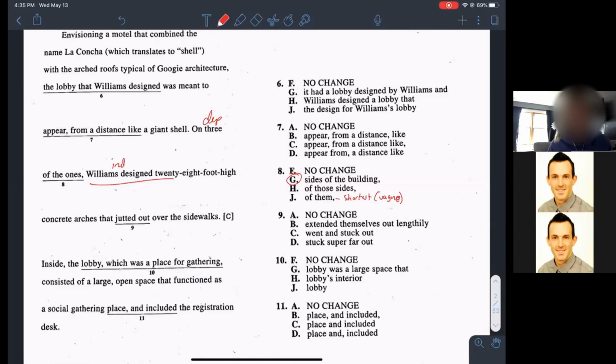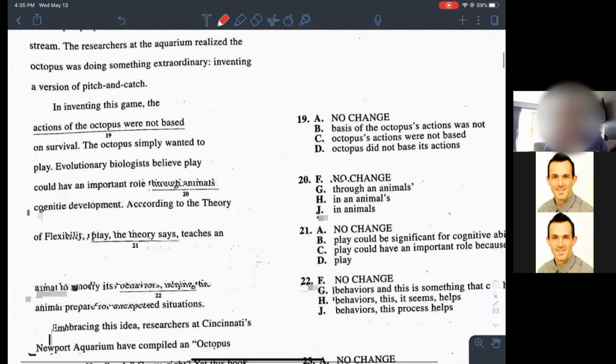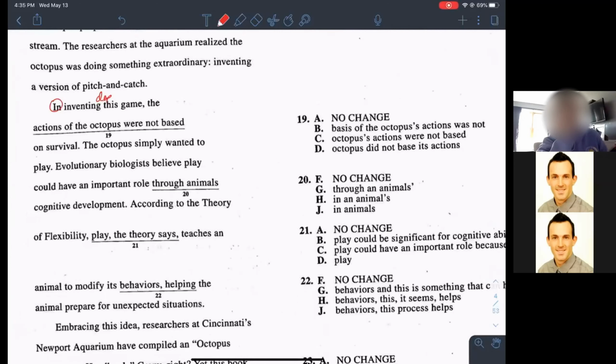19 was the next one. All right, so 19, we look at this one, we've got "in inventing the game." All right, so another dependent clause, starting off with the preposition, so dependent clause.